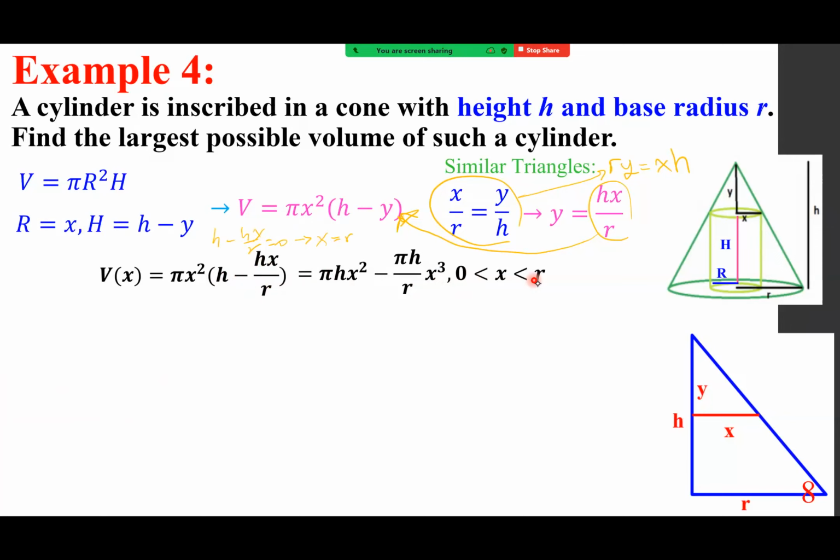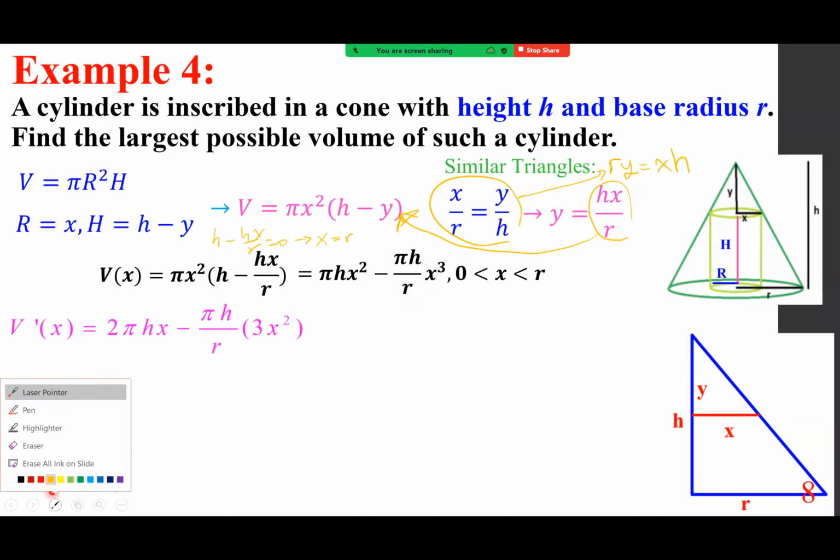Now let's differentiate v prime of x. We want to differentiate pi h times 2x, or 2 pi hx, minus pi h over r times x cubed gives us 3x squared. Okay, so that's the differentiation. And we are going to factor things out here in order to find the values of x that make them 0, because we want to set this equal to 0. And so it's easier to take the pi hx out.